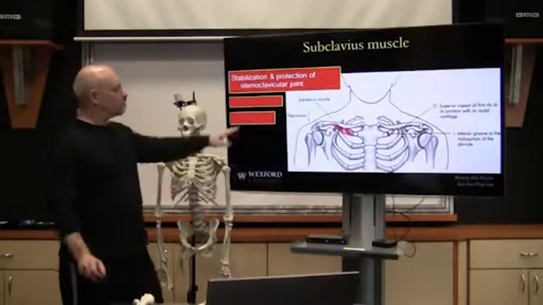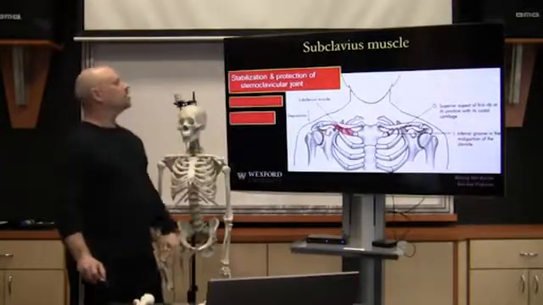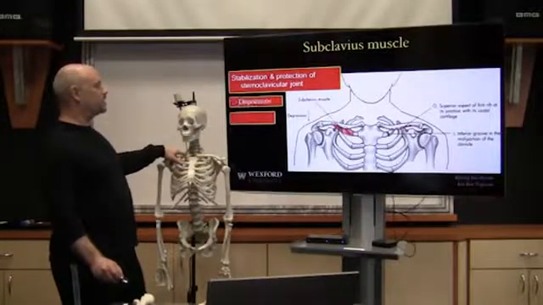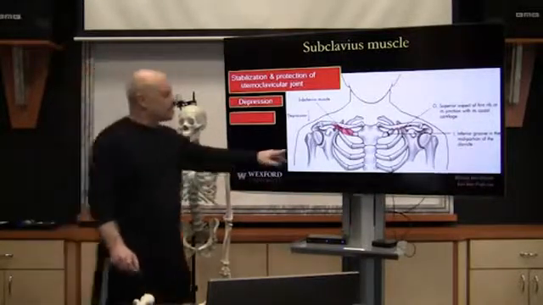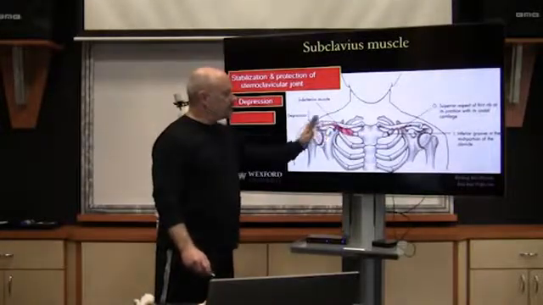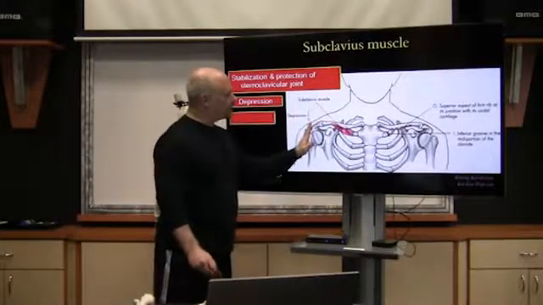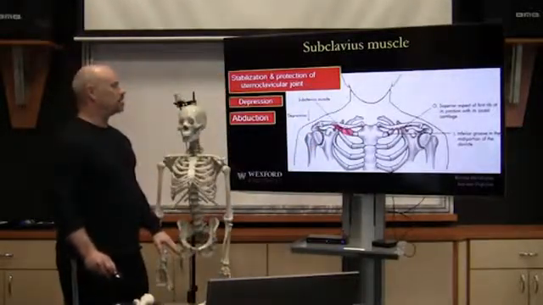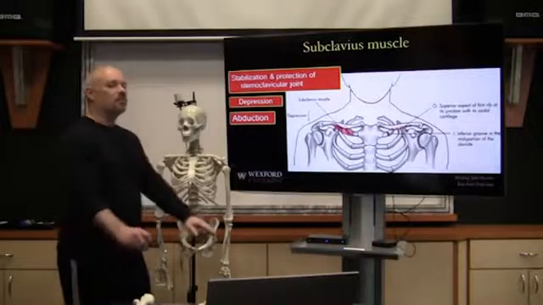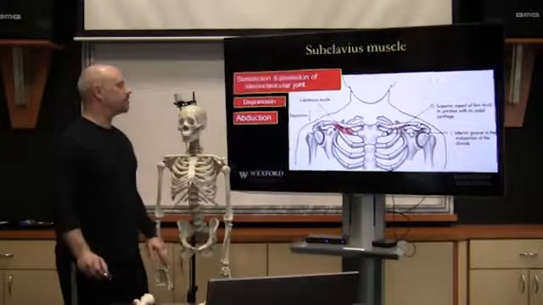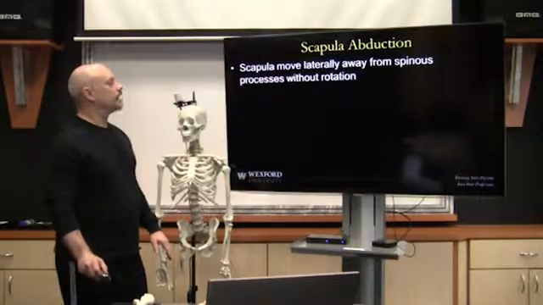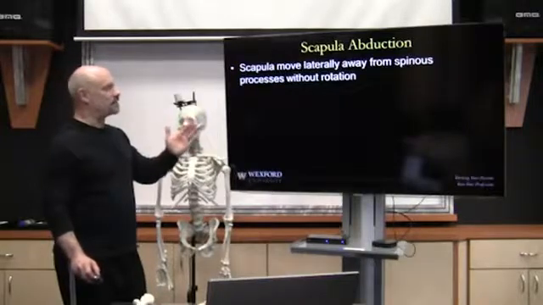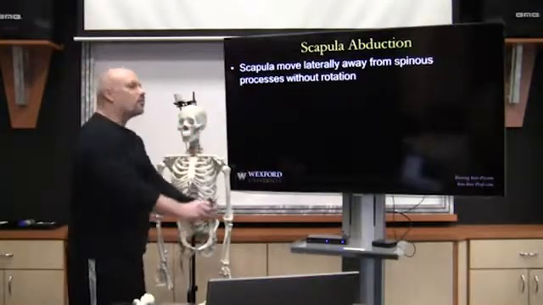The subclavius is right underneath the clavicle. It's for stabilization and protection of the sternoclavicular joint. It also causes depression. If you look at origin and insertion, if the clavicle is rotated up, that means we've got elevation there, and it'll cause depression by pulling down on it. It also causes abduction, pulling the shoulder blades away from the spinal column. Now, scapular abduction is when the scapula moves laterally away from the spinous processes without rotation. In other words, you're doing protraction.